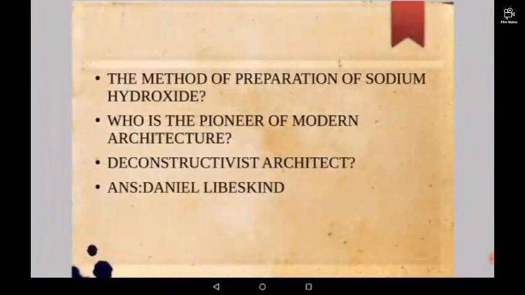The next one is the method of preparation of sodium hydroxide. This was from chemistry. The next question was from general awareness: who is the pioneer of modern architecture? There are many of them, but from the options we can select only one, and that was Walter Gropius. Another question was: which among the following is a deconstructivist architect? The answer is Daniel Libeskind.